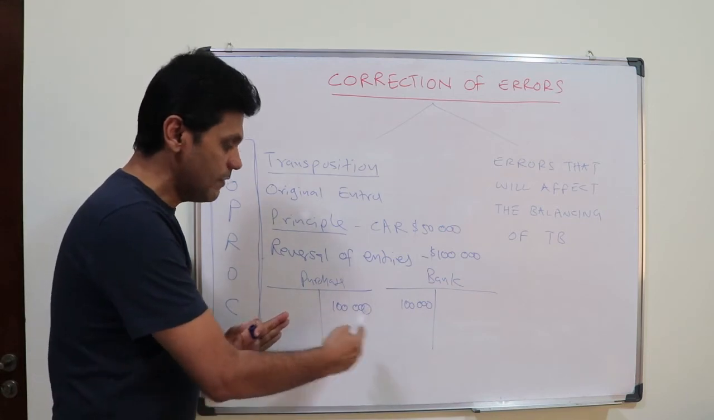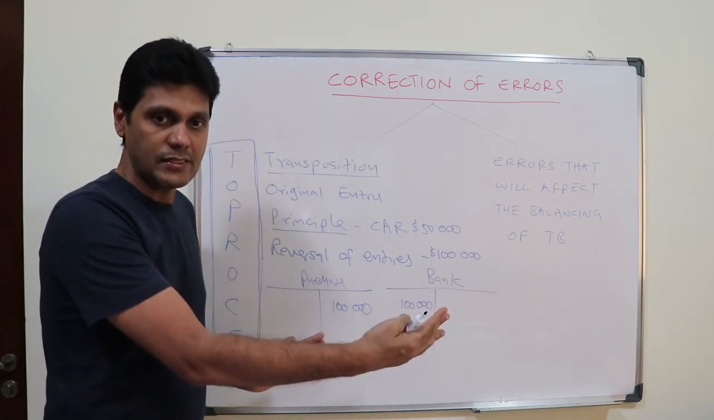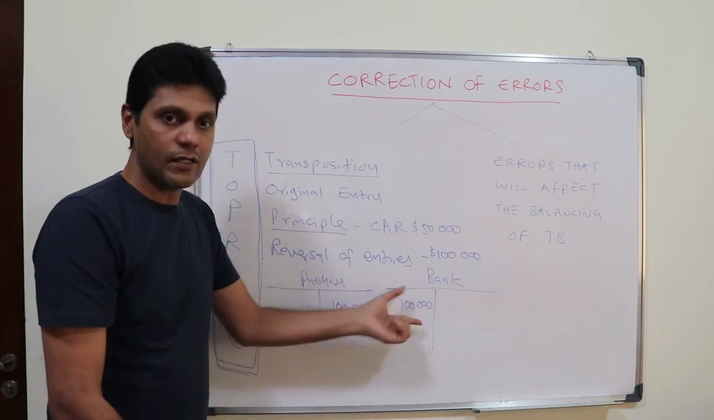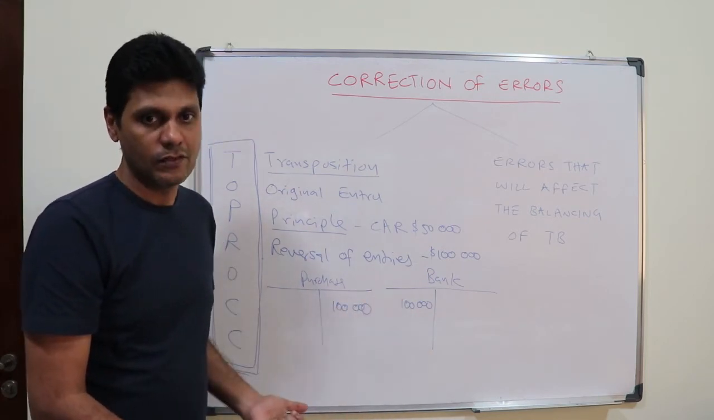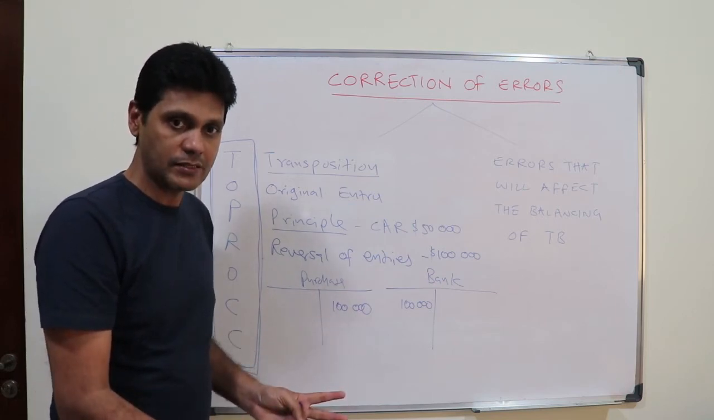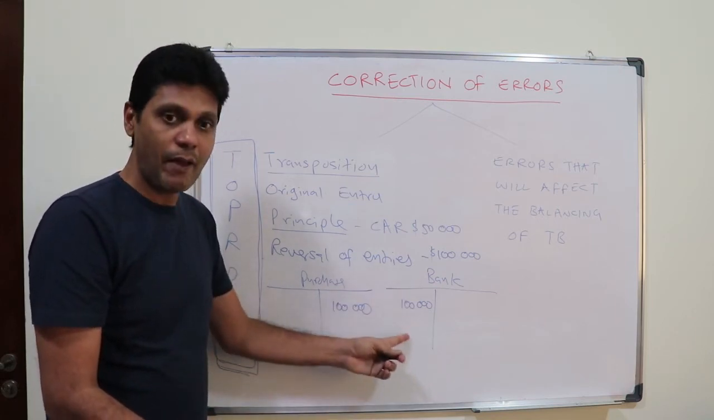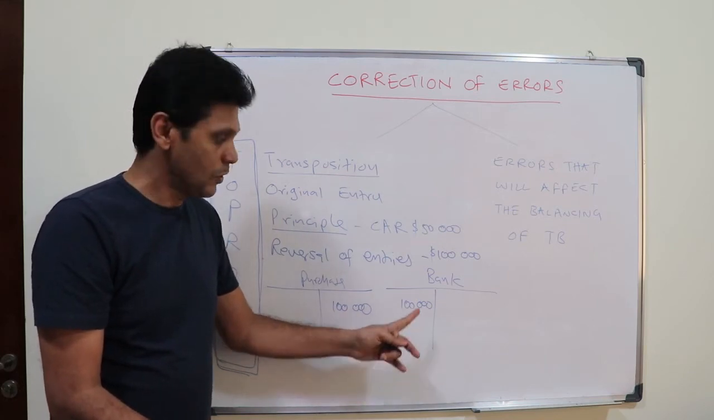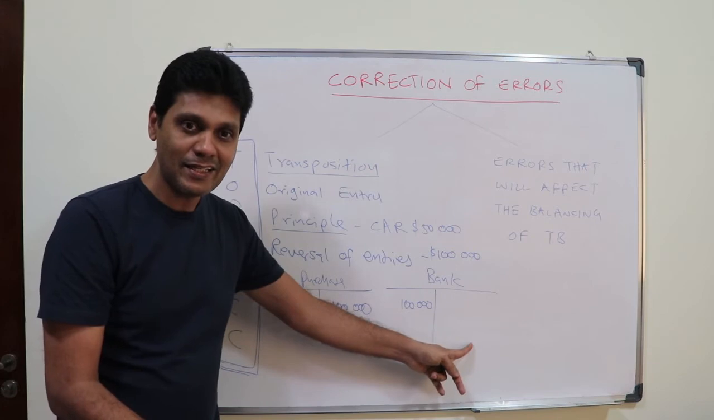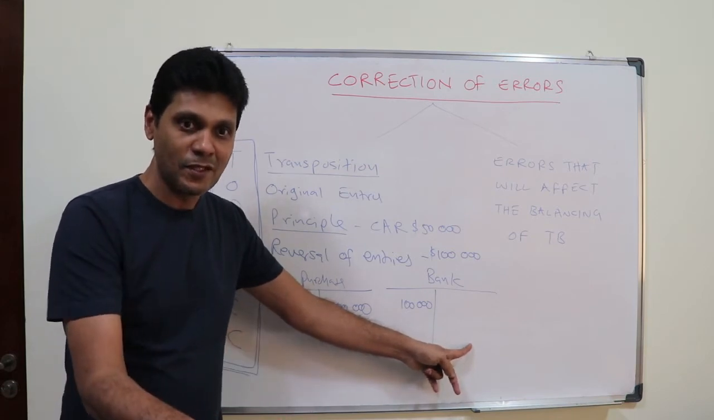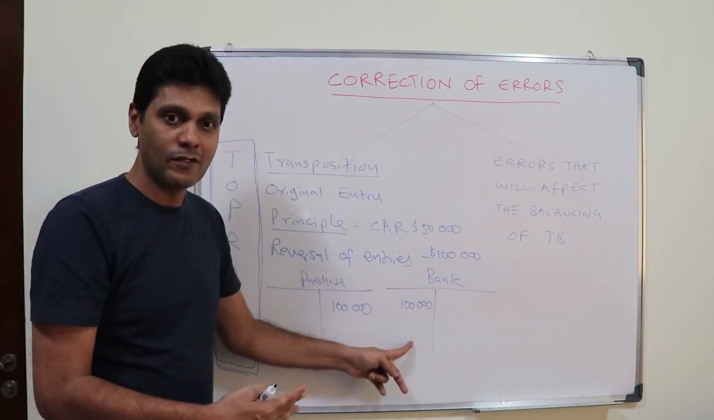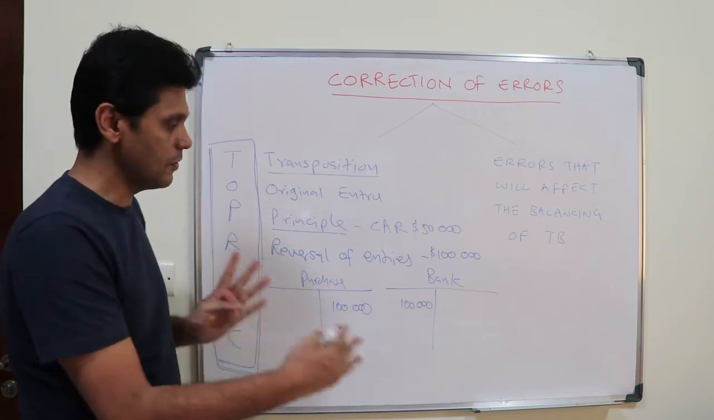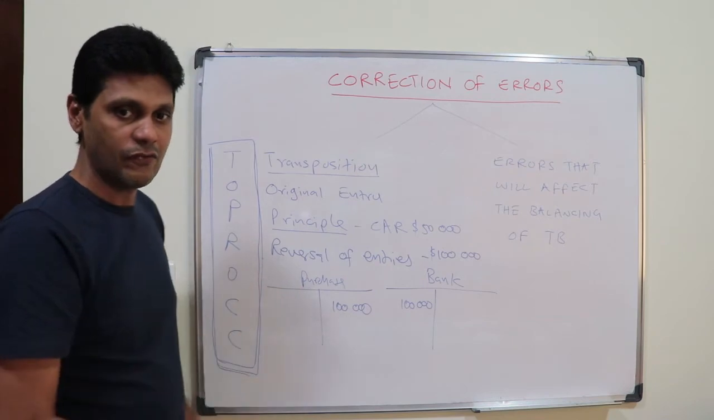So anyway, the trial balance will balance because the double entry is correct. You debited one account and you credited another account. So therefore the trial balance will balance. But when you take the bank balance, it's not correct. Because you have paid 100,000, but you debited your bank account. You understand? So this is a complete reversal of entry. So these kinds of errors are known as reversal of entries.